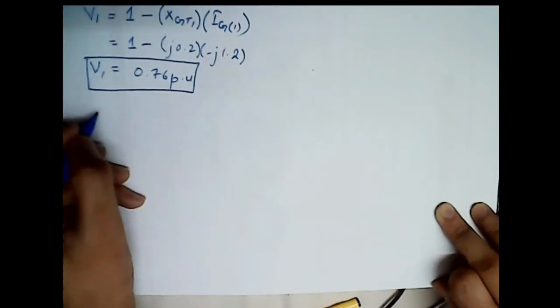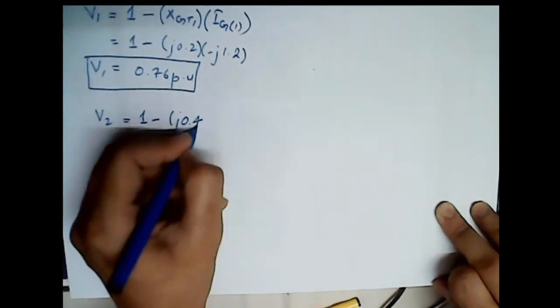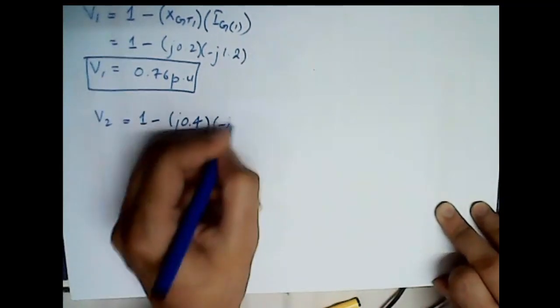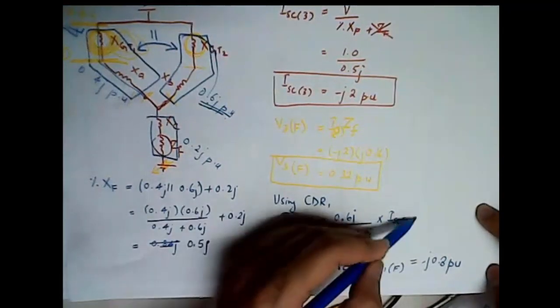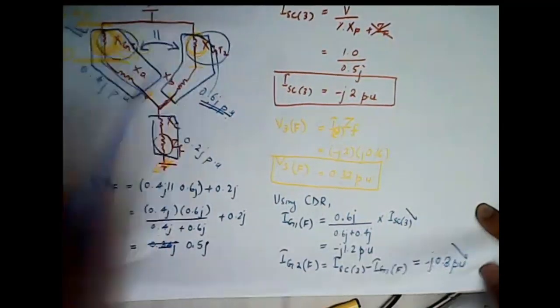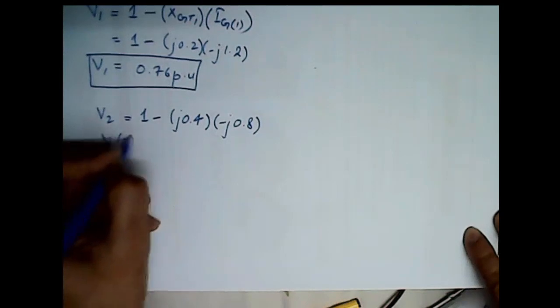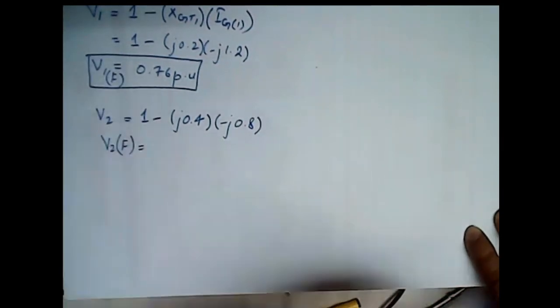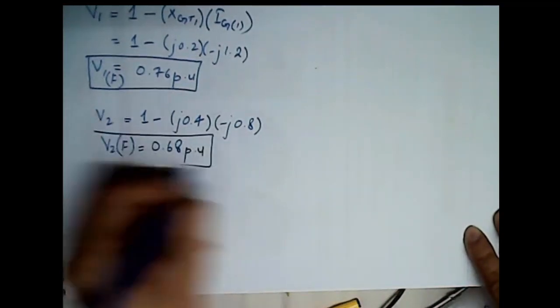Next we have to calculate V2, this will be calculated in a similar manner, 1 per unit minus j0.4, which is xgt2, times minus j0.8, which is Ig2. We have already calculated it in the previous slide. Just let me refer to it. This is Ig1, this is Ig2, and this is xgt1, this is xgt2. Right. Coming back here, so V2 in case of fault will be equal to how much? 0.68 per unit. So we are now done with all the three voltages, V1, V2 and V3.